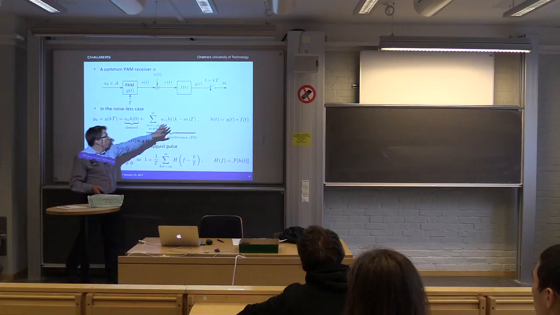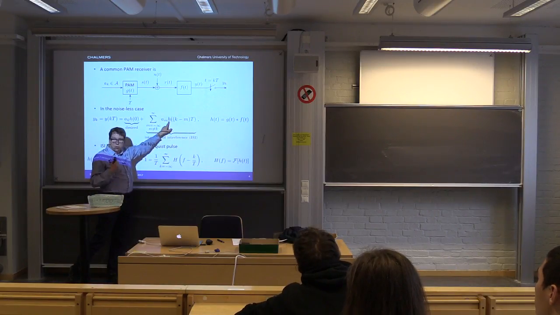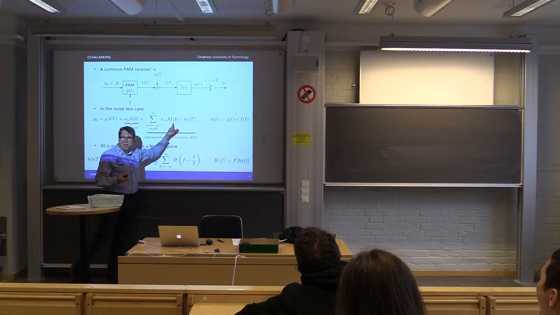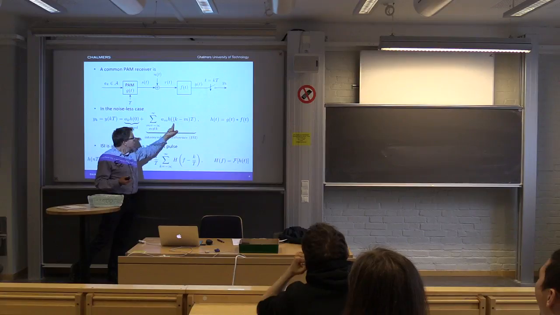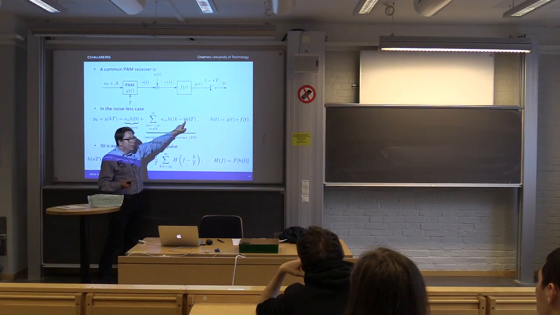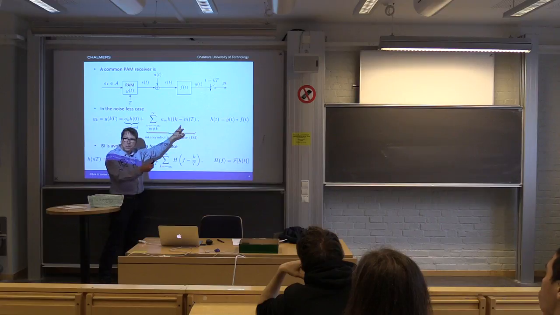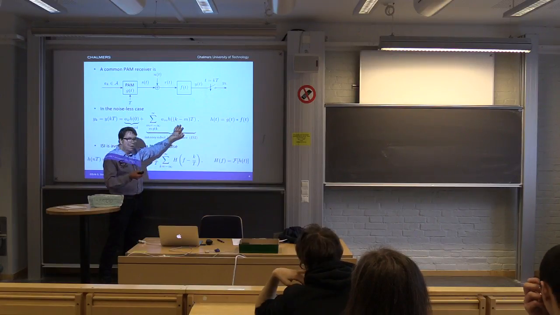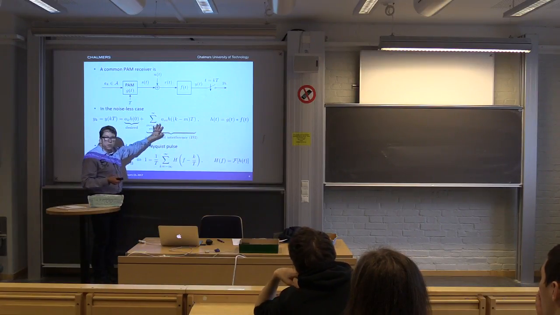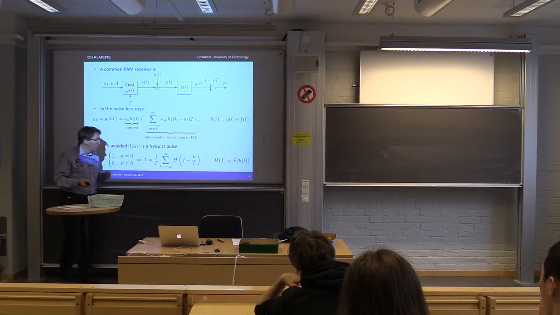So if we want to get rid of this part here, we can do that by making sure that h has certain properties. Namely that its T-spaced samples are all 0. We see that here, what's in the sum here, k is an integer, m is an integer, k minus m is an integer. So here we have an integer times T. So we have T-spaced samples of h. If all of those are 0, then all of these terms are 0 and the whole sum is 0. Okay? So that's something that we would like to achieve.